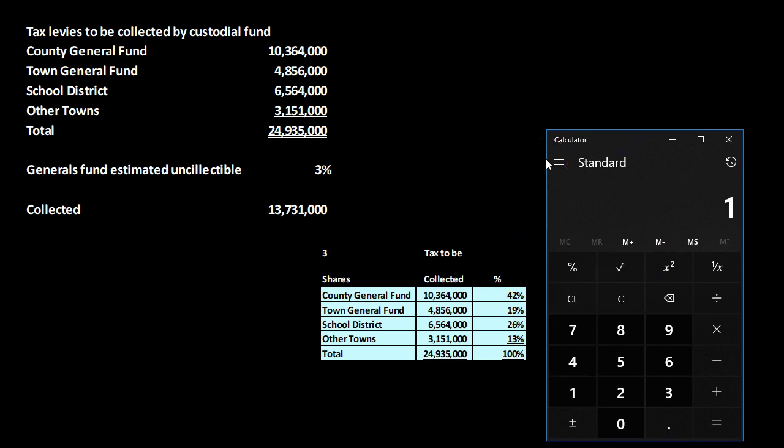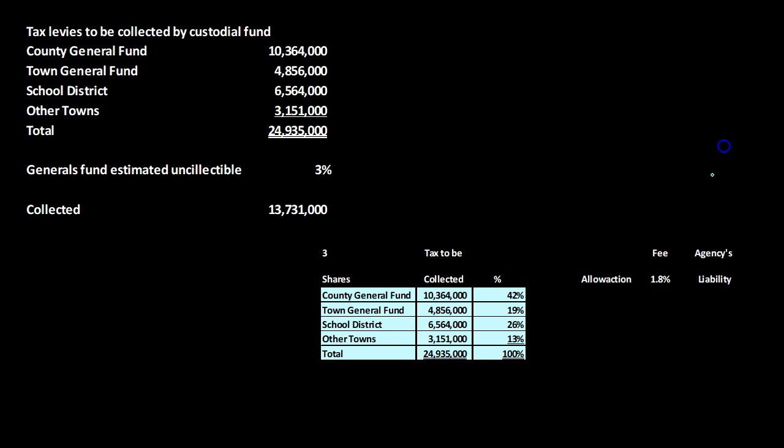We're going to take the 10,364,000 divided by the total 24,935,000. That gives us the 42, about, rounding. So if we move the decimal place over, and then if we did that all the way down, we can take the 4,856,000 divided by the 24,935,000. That gives the 19 about percent, and so on and so forth. And if we did that all the way down, adding it up, that would be 100%.